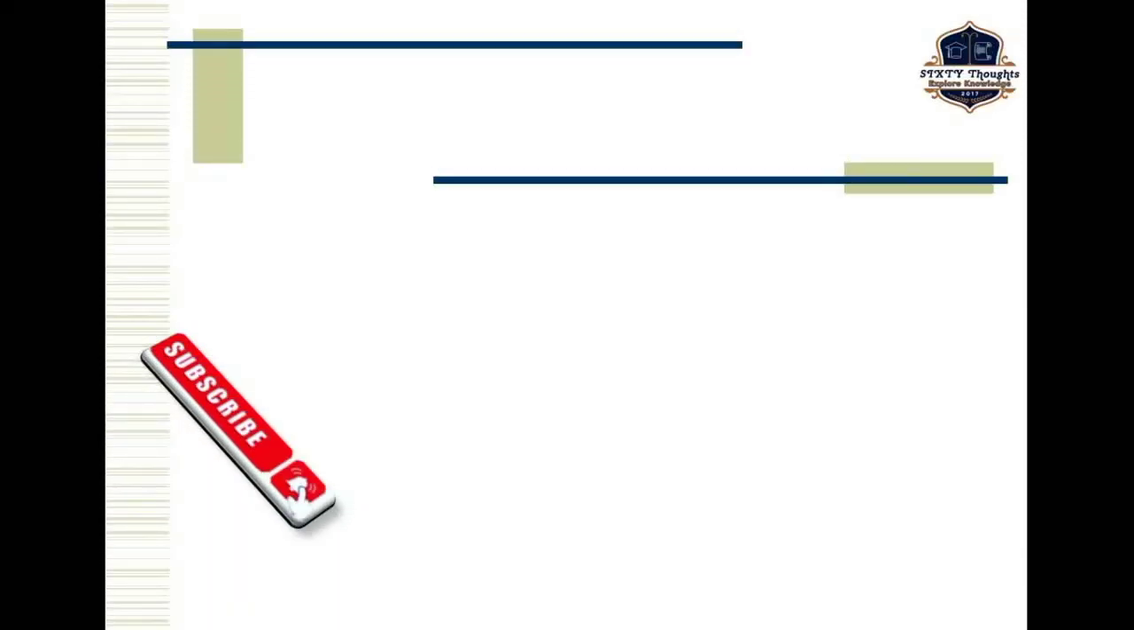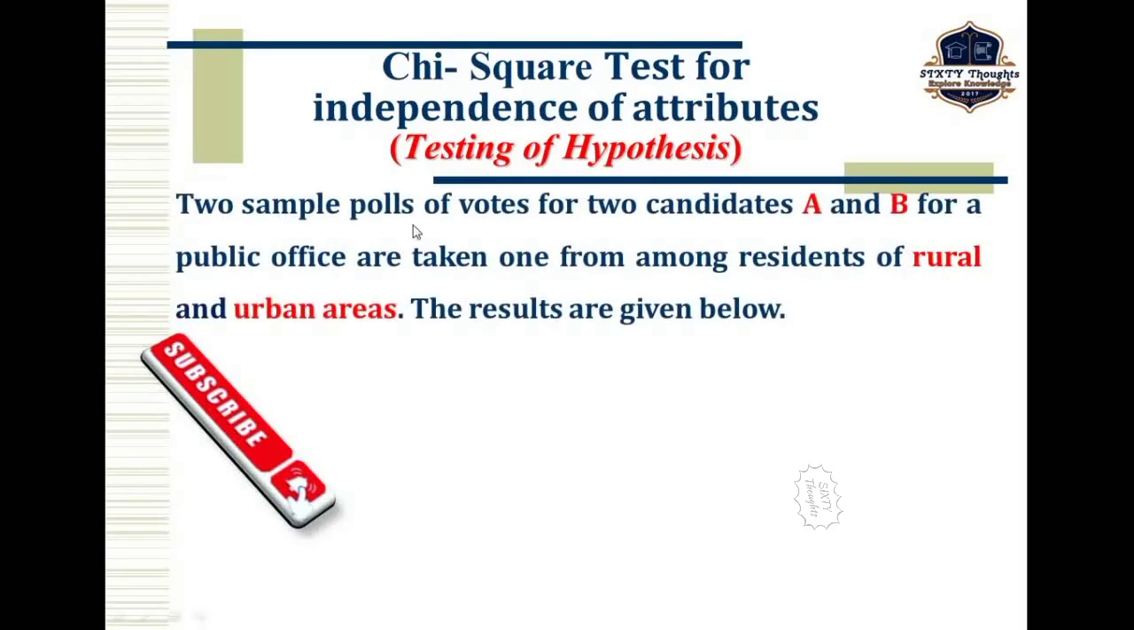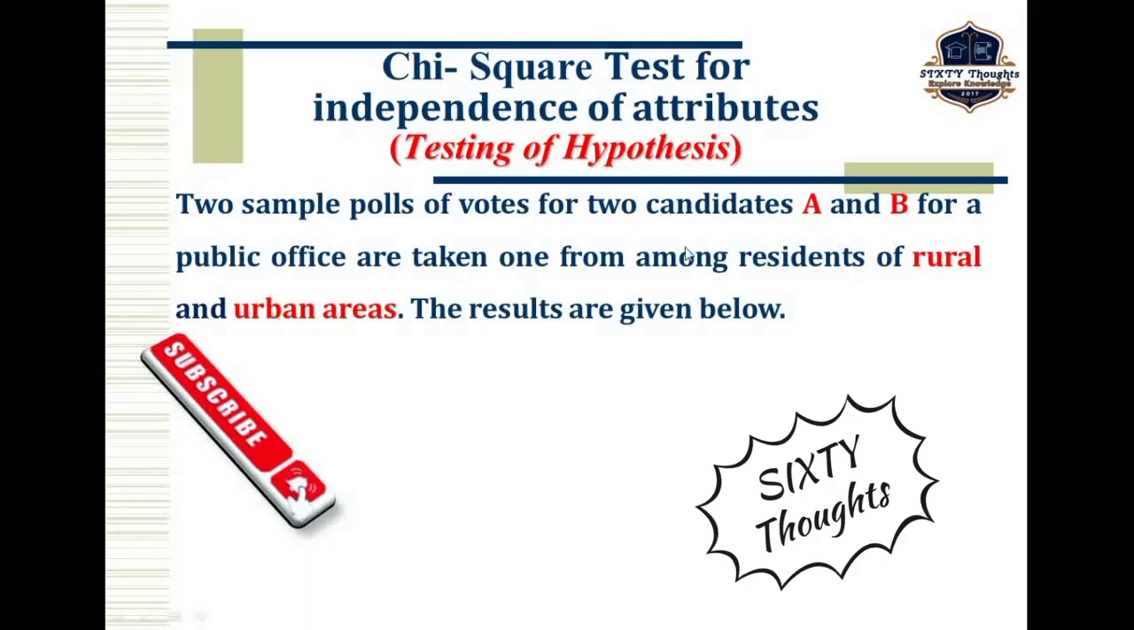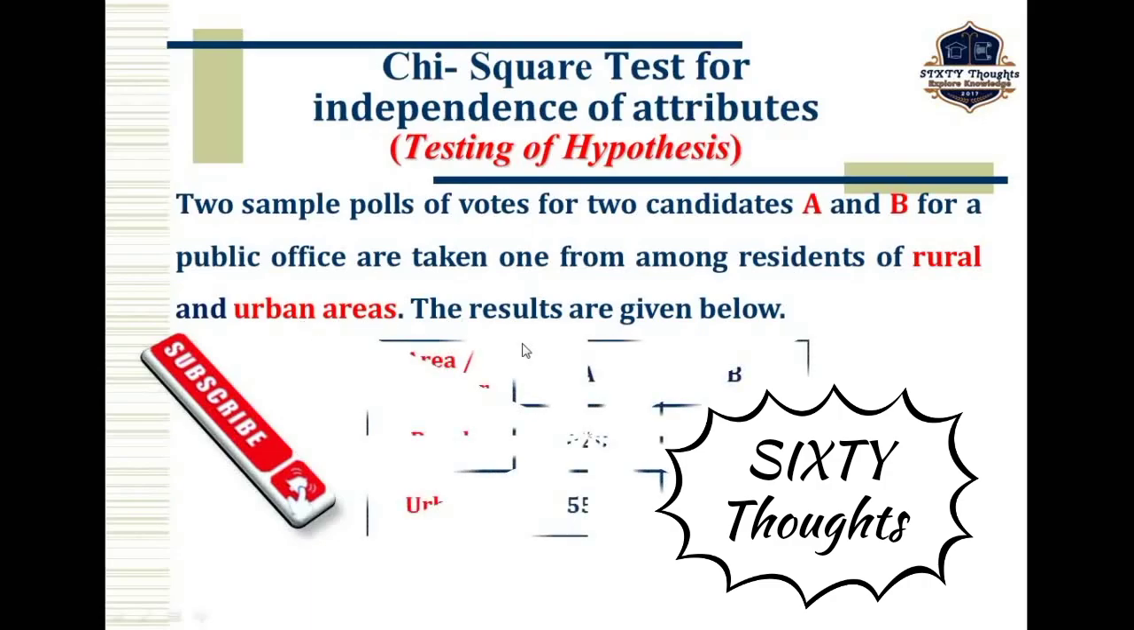In this video lecture, we discuss one of the interesting real-life applications of the chi-square test for independence of attributes in testing of hypothesis. Two sample polls of votes for two different candidates A and B for a public office are taken, one from among the residents of rural as well as urban areas. The results are given below.